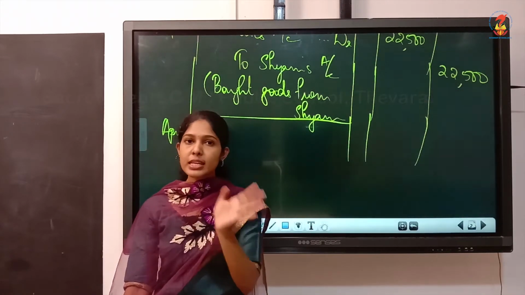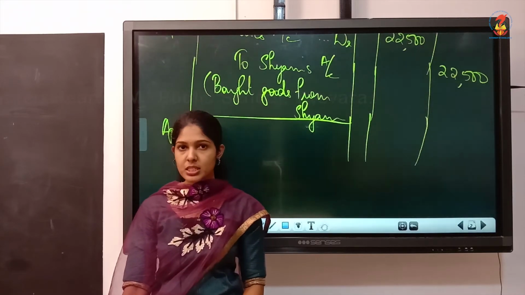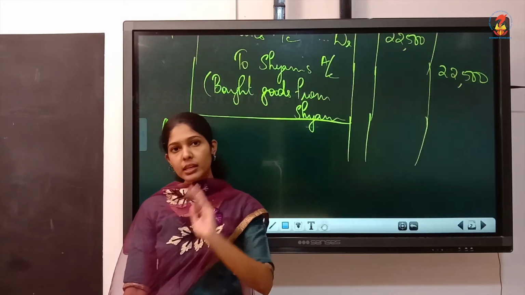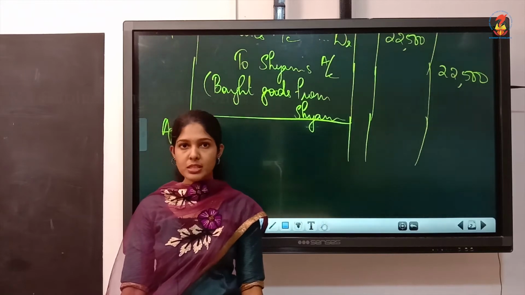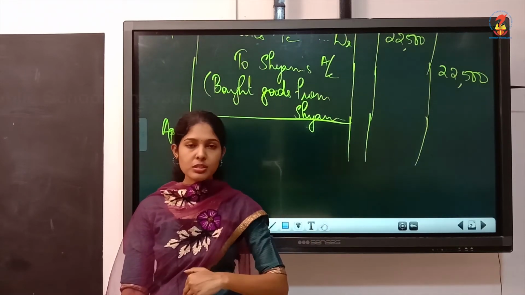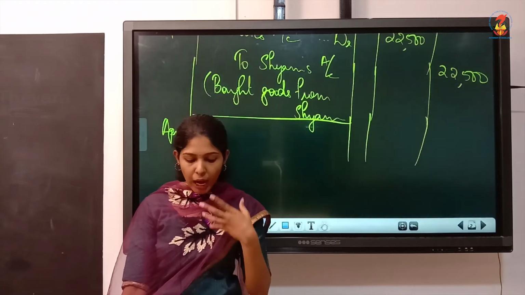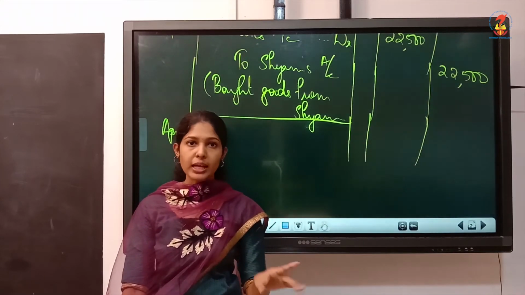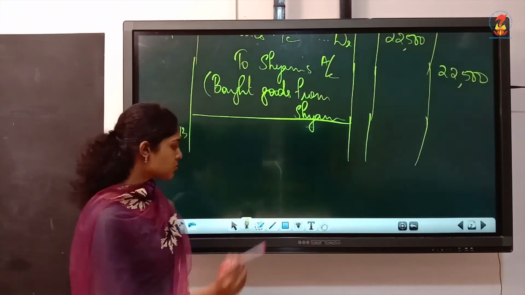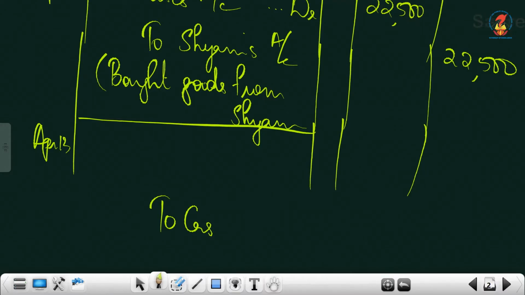Understood? So basically both are expenses. Clear? Carriage inwards and carriage outwards both are expenses. One is when you purchase goods, the other is when you sell goods. Both are expenses, and you are paying the amount for that. So what is moving out? The cash is moving out. So cash should be credited.